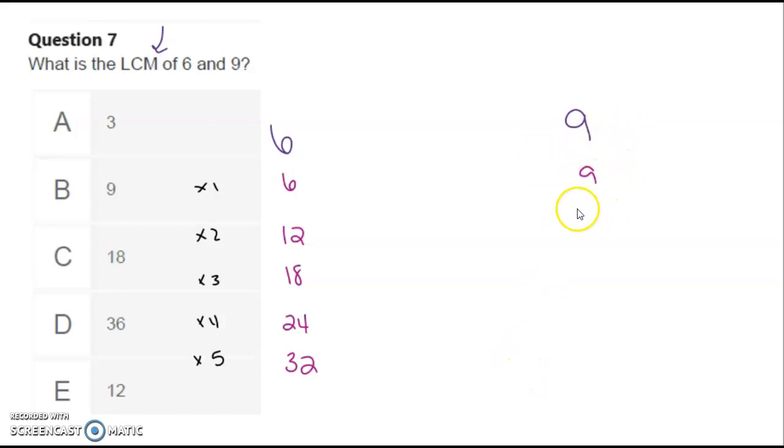We have 9, 18. Oh, I can stop because the cool thing about this is it's the very first number that they have in common because it's the least common multiple. So the first one that they come across is 18. That's both a multiple of 6 and of 9. So that was pretty easy. I don't even have to keep going with my 9s because I already know that the least common multiple is 18.